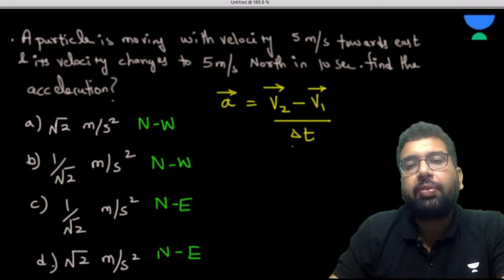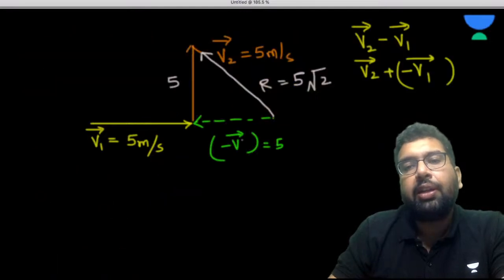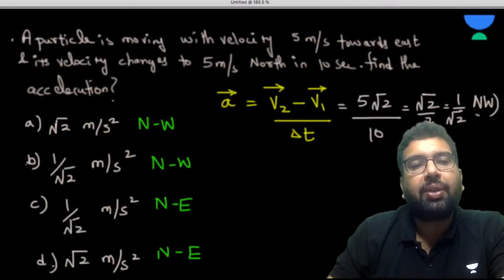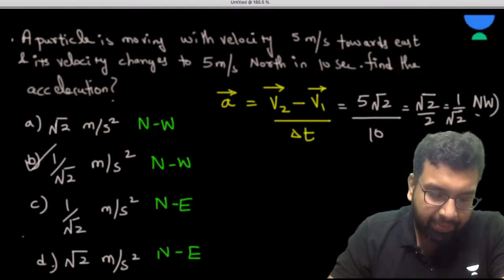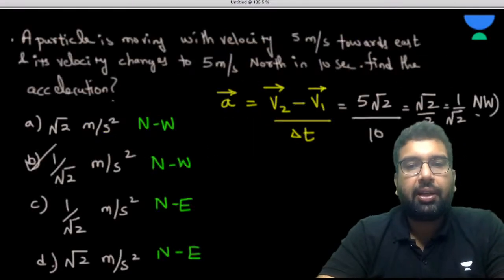So V2 minus V1, this is 5 root 2 upon time, which is 10. So the magnitude is 1 by root 2. And what is the direction? This is northwest, no? So this is going to be option B. Understood? Right? Please answer me. Did you get this or not?